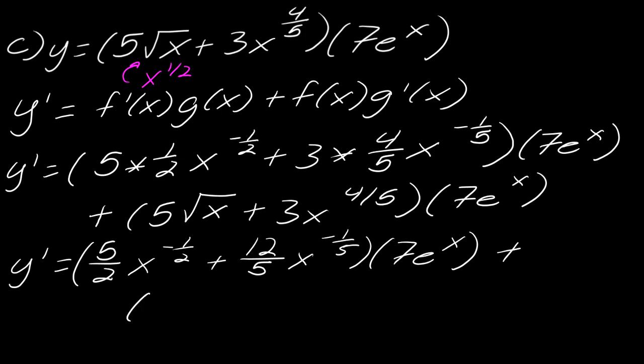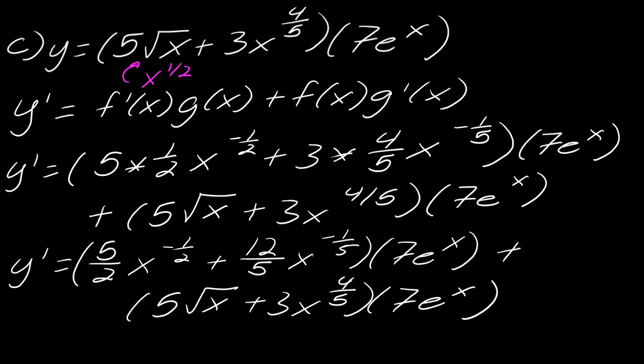And then continuing on from there, I'd have 5 times the square root of x plus 3x to the 4/5, and then 7e to the x. You could always factor out 7e to the x if you wanted to. There's a lot of different ways you could simplify this. You could distribute it. There's several different ways that you could actually do this. So I'll just leave this here and say that we got the major structure of the derivative. And from here, it would just be a matter of simplifying.